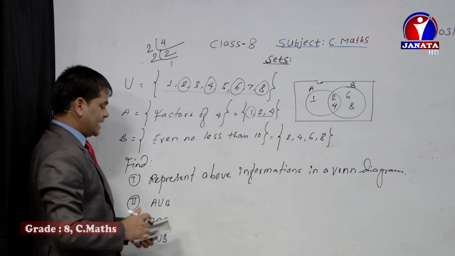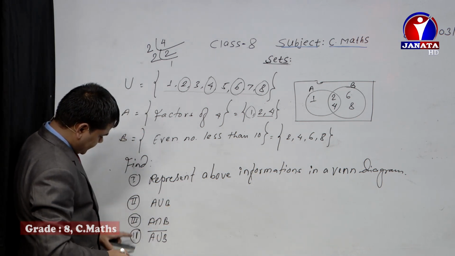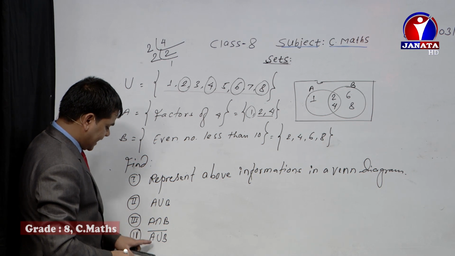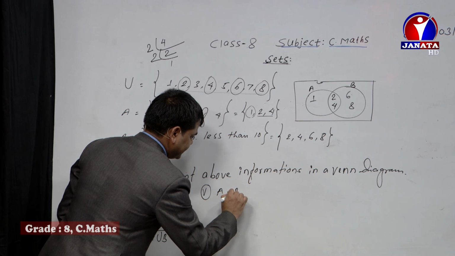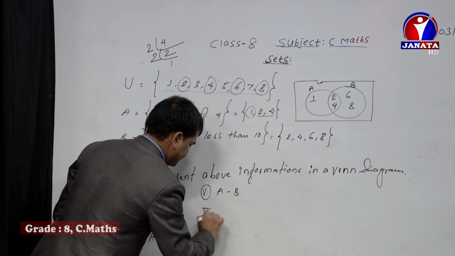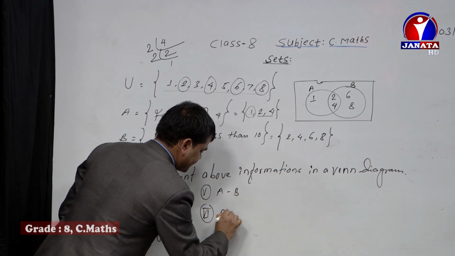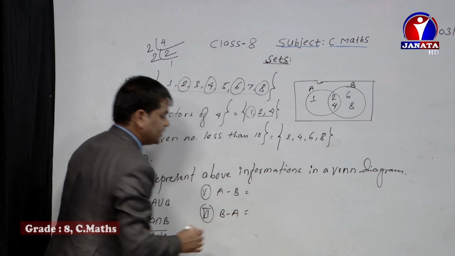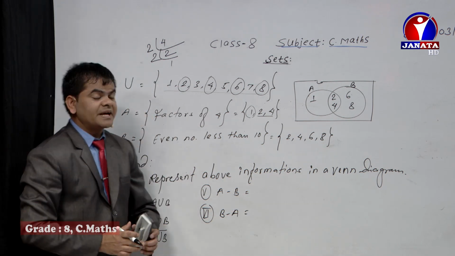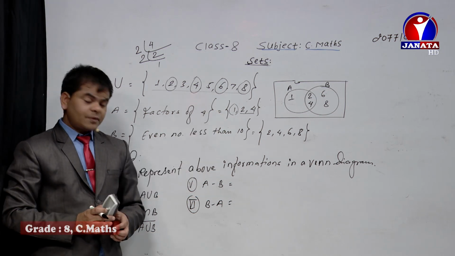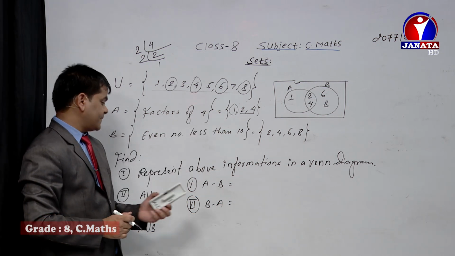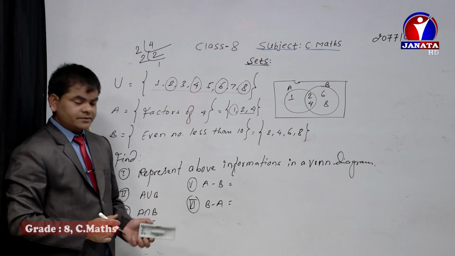So sometimes you may be asked not only A union B, A intersection B, and then A complement B. Sometimes you might be given A difference B, and another one is B difference A. So with the help of the Venn diagram, looking at the spaces of the Venn diagram, we can find the elements of the different categories.